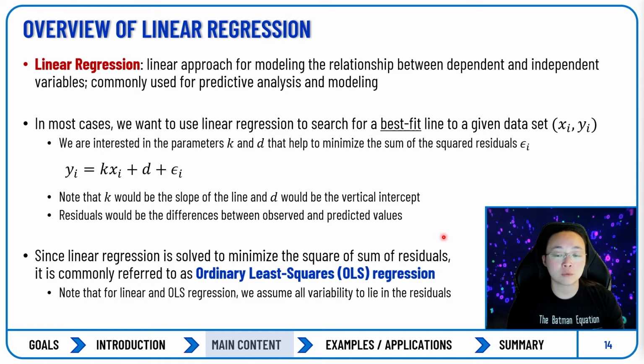Because linear regression is solved to minimize the sum of the squared residuals, which we've briefly talked about in the beginning of this chapter, it's commonly referred to as the ordinary least squares regression method. So please note that for linear and OLS regression, we can assume that all of the variability lies in the residuals, and that's where the entire analysis comes from.